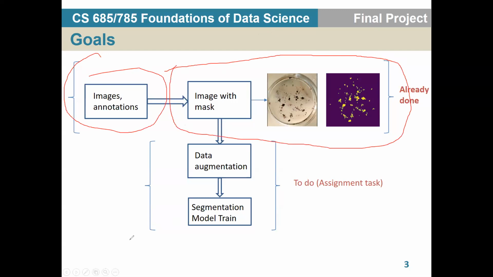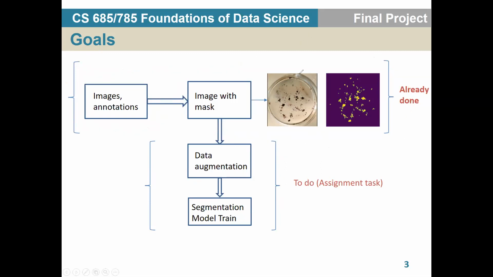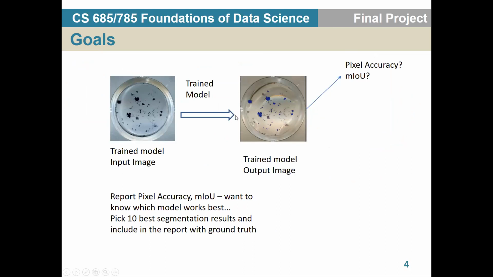And then we have a limited number of images, so we have to increase the dataset size by data augmentation. And then you have to select a segmentation model, and then we will train the segmentation model. So this one we have to do. And after that, when the segmentation model is trained, we provide the input image, and it will give us the output image with annotation. So then we will measure the pixel accuracy and the mean intersection over union, and you have to report all of them in your final report, and also include the 10 best segmentation results in the report.